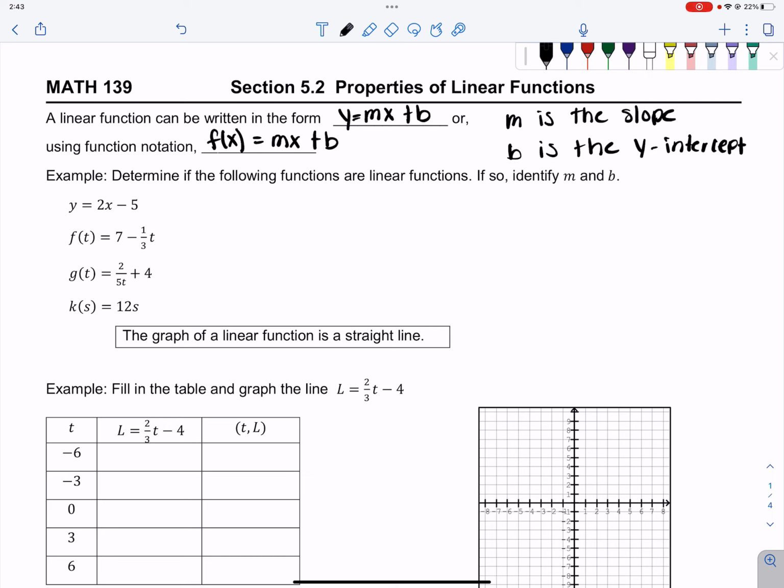So now, in this next problem here, we want to determine whether the following functions that we have are linear functions, and if they are, what is m and what is b?